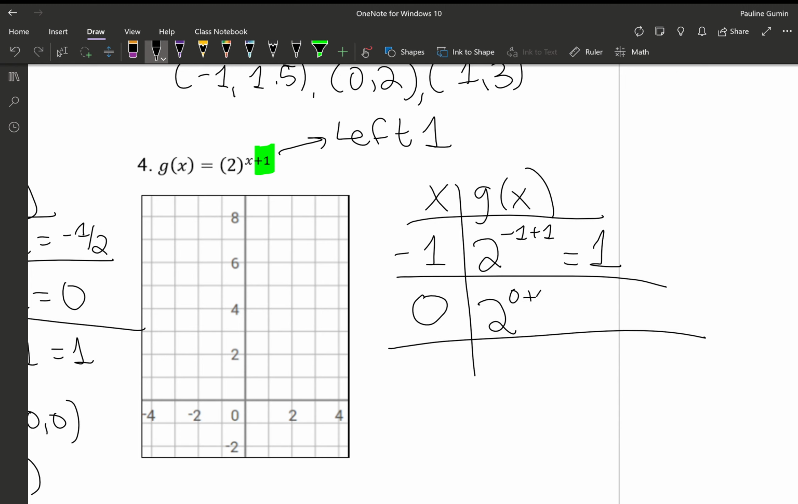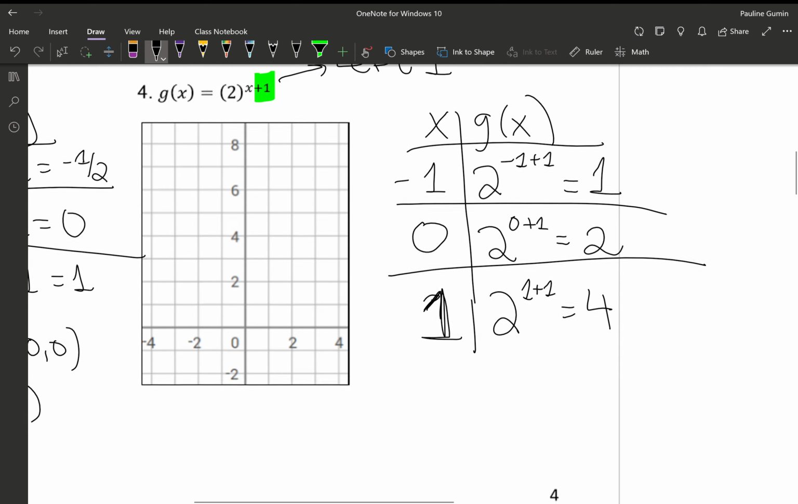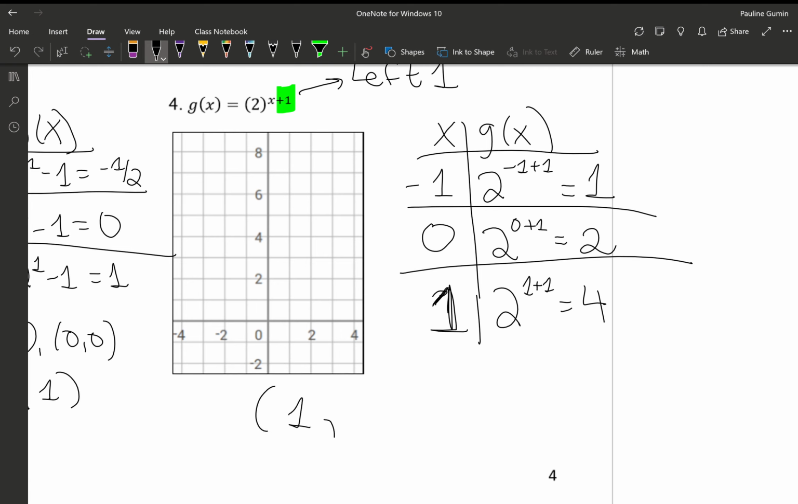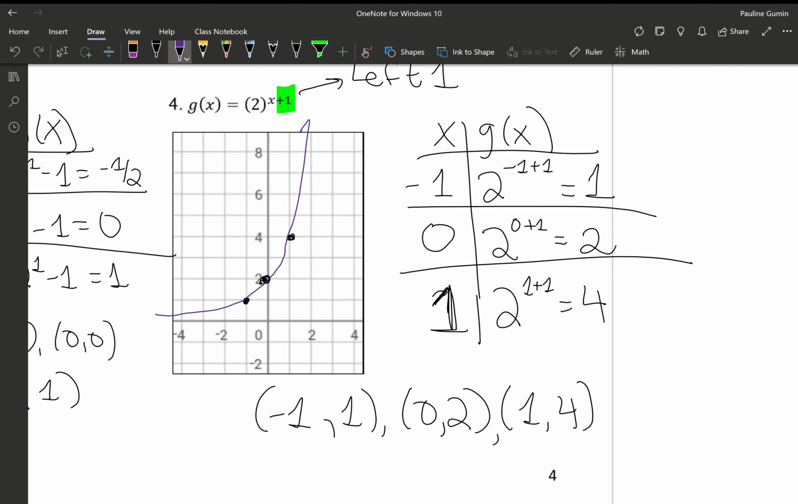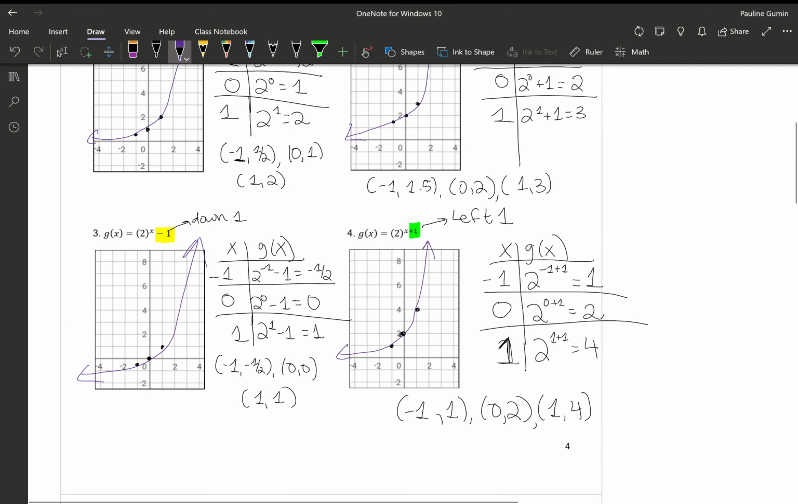2 to the power of 0 plus 1. I got 2. And then lastly, when we plug in +1, 2 to the 1 plus 1 gives us 4. Beautiful numbers. So we have -1, 1, 0, 2, and 1, 4. All right, -1, 1 is here, 0, 2 is here, and 1, 4 is right there. Now this might be a little harder for some people to see. I, in particular, find the movement to the right hard to see, but this is a movement to the left. So I'm going to zoom out.